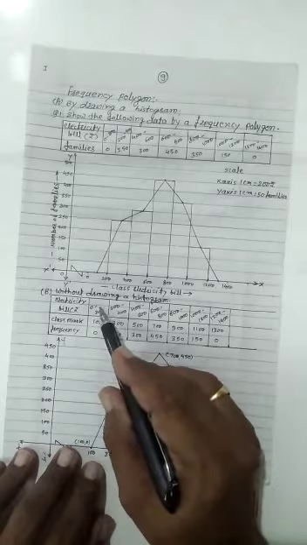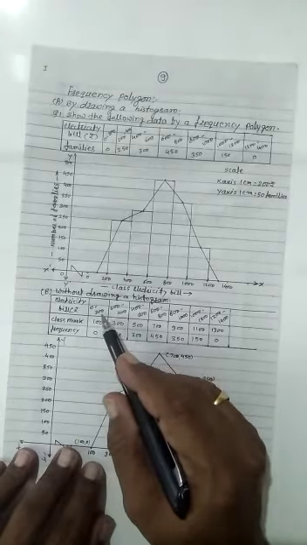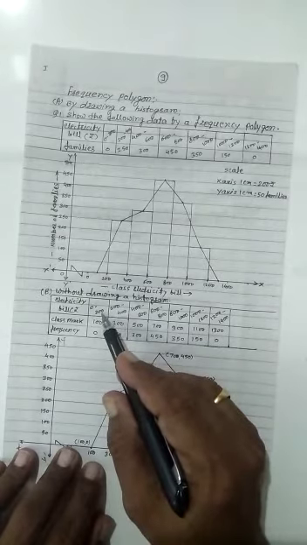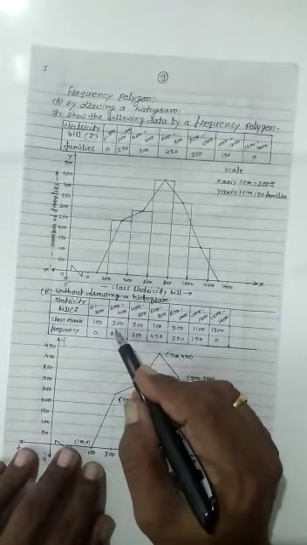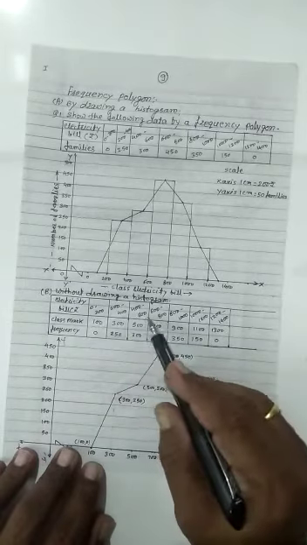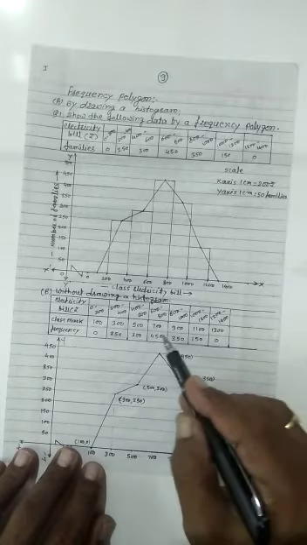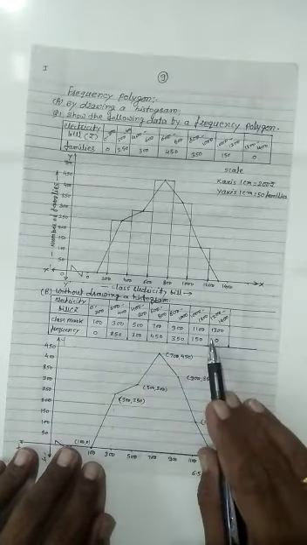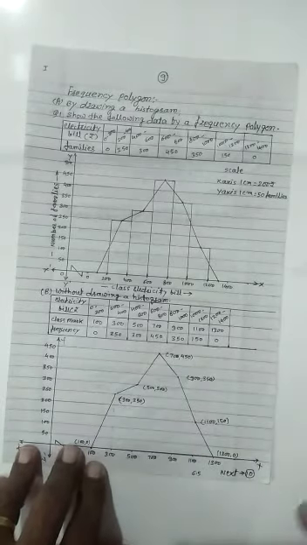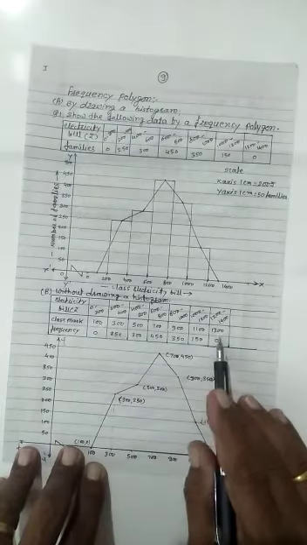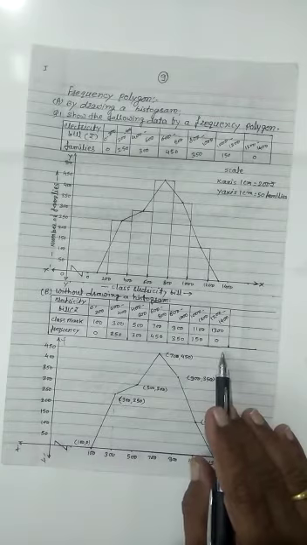Then the class mark of the first class is 0 plus 200 divided by 2, which gets 100. 200 plus 400 gets 600, divided by 2, 300. 400 plus 600 gets 1000, divided by 2, 500. In this way we find the class marks: the sum of the upper limit and the lower limit divided by 2. We get the class mark of each class, and the frequency is as given in the example.